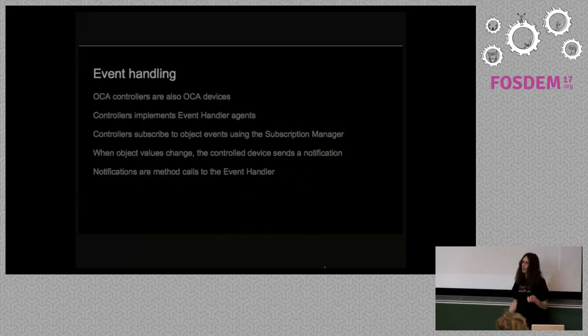So for the event handling, both the controller and the controlled device are OCA devices. That's a critical part of this process. The controller implements the event handler, the controlled device implements the subscription manager, and the controller then uses the subscription manager on the controlled device to register for what events it will need. And when notifications come back over the network, those are just treated like method calls on the event handler. So our method call mechanism works in both directions.